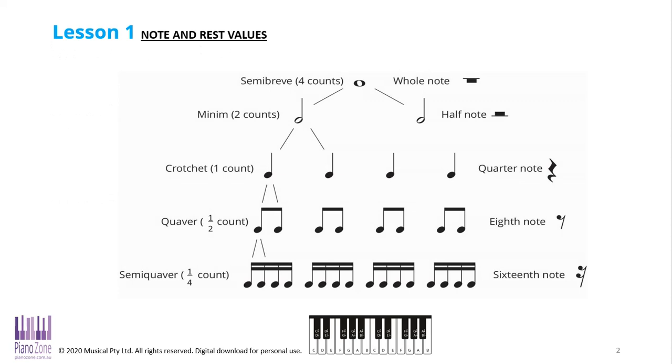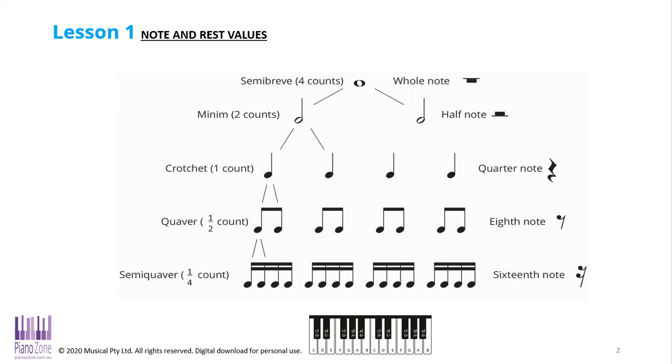Music is written down using notes and rests. Notes indicate a sound, rests indicate no sound. All of them are held down for certain amounts of time, depending on what they look like. A semibreve or a whole note is held down for the longest time, which is usually for 4 counts.